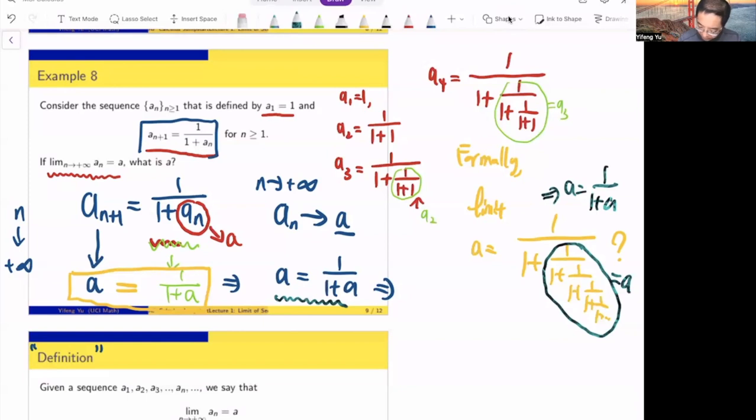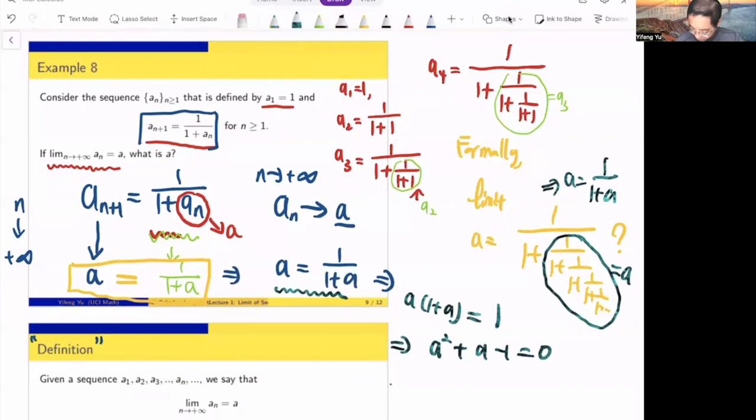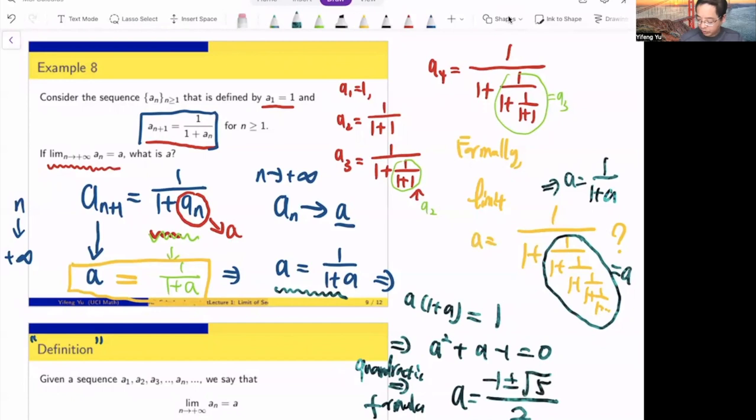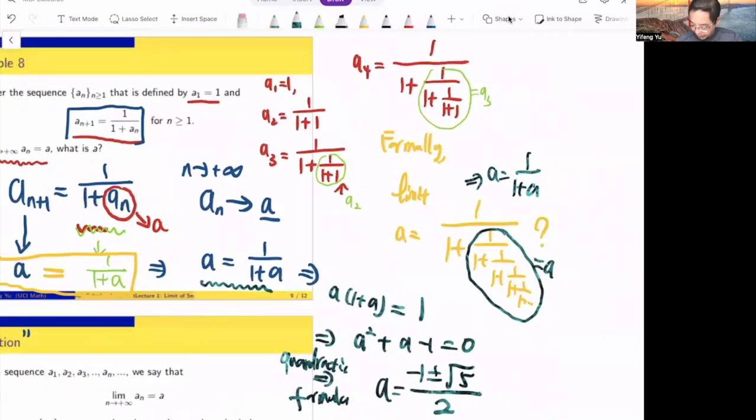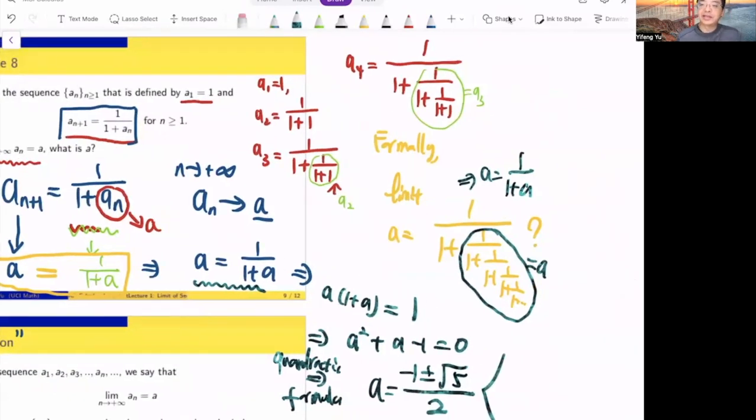We just multiply 1 plus a on both sides. We get a times (1 plus a) equals 1. And then we get an equation, a squared plus a minus 1 equals 0, right? So this is a quadratic equation, and what we're going to do is use the quadratic formula. So by the quadratic formula, we get a equals negative 1 plus or minus the square root of 1 plus 4, which is 5, over 2. All right, so here you see, now we are facing two options.